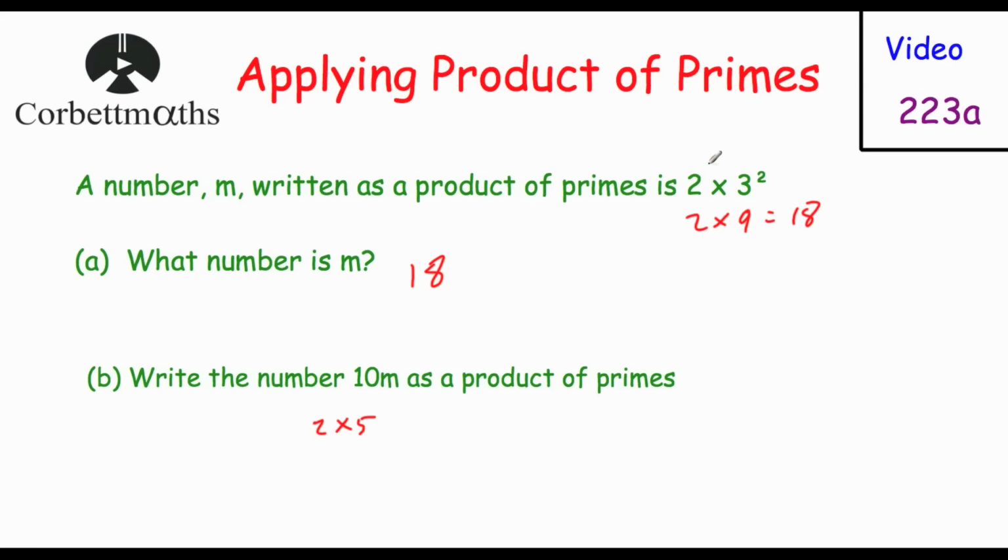Now we know that m is equal to 2 times 3 squared. So if we multiply this 10 by m, which is 2 times 3 squared, that would be our answer. But we want to write this obviously in index form.